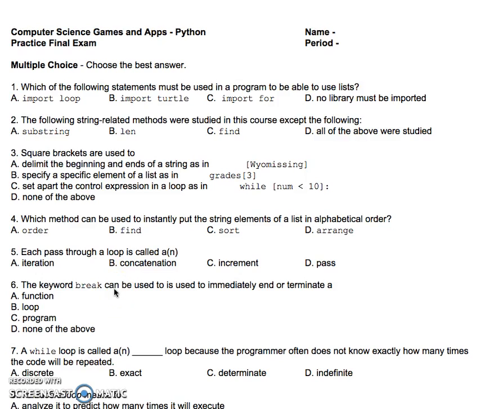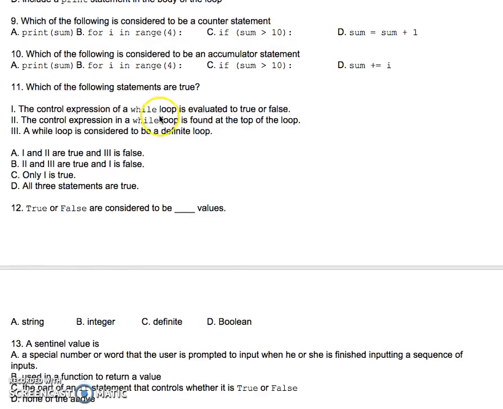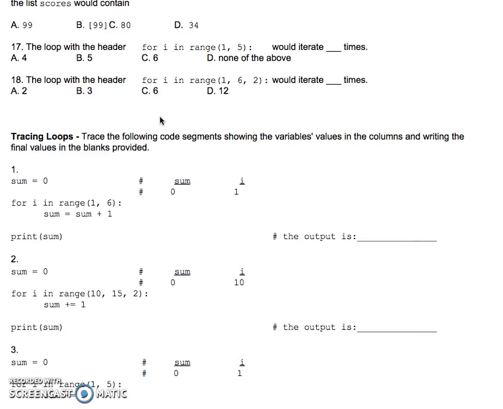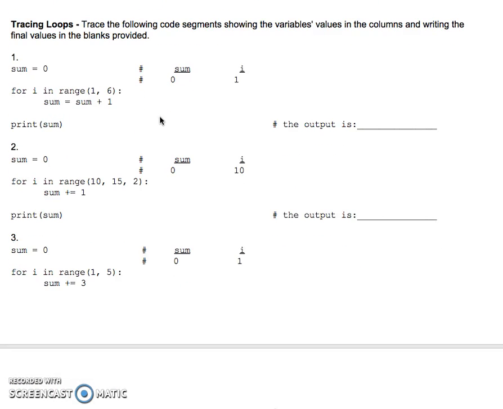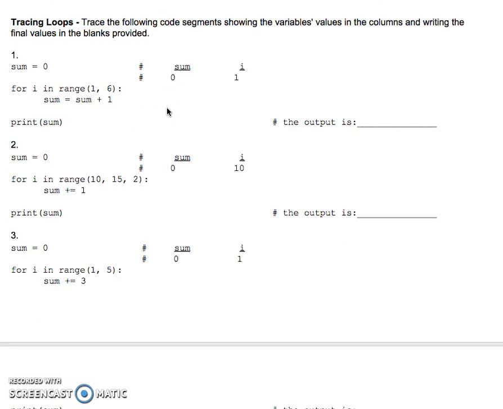Hi, Mr. Mick here, reviewing some of the answers to the Python class final exam, at least the course number 505, Computer Science Games and Apps final exam. I've already gone over the multiple choice questions in another video, so I'm going to review this section here, starting with tracing loops. Here goes, question number 1.